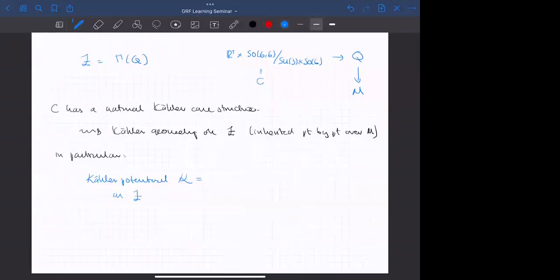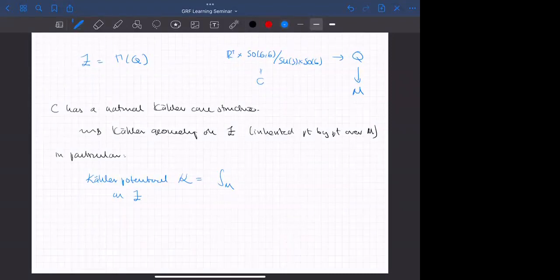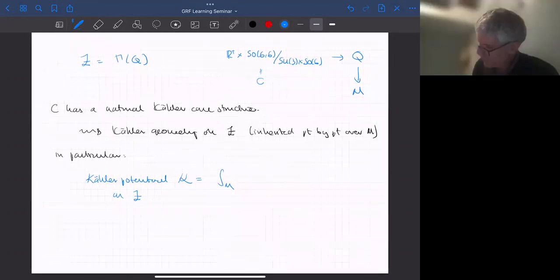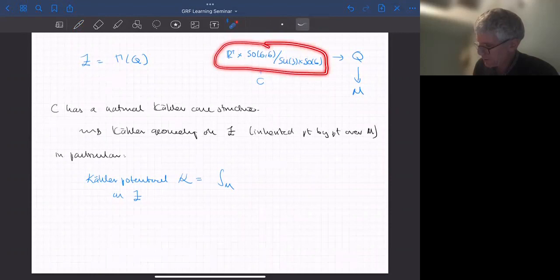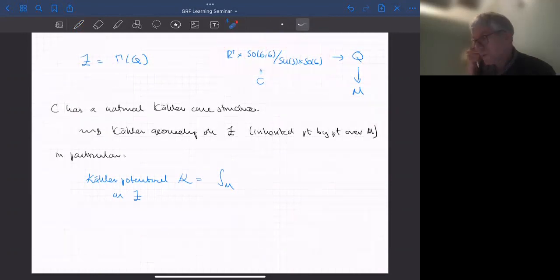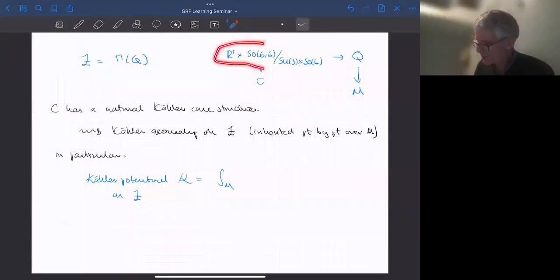Sorry, can you say again what is Q? Yeah. So Q is a fibration over the manifold where the fibers are coset spaces. So the fibers are these coset spaces. Okay, this is the fiber. And then the point is the coset space has a natural metric on it, and that then gives you a metric on this space of sections.